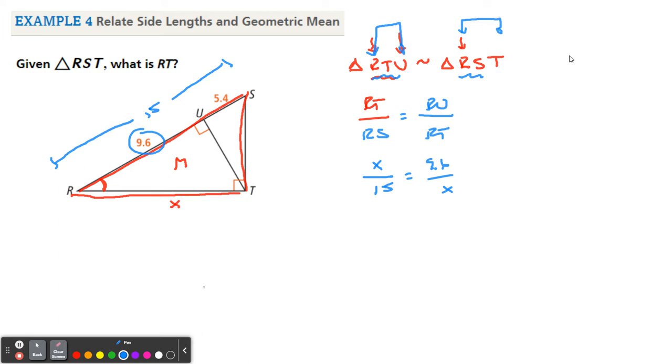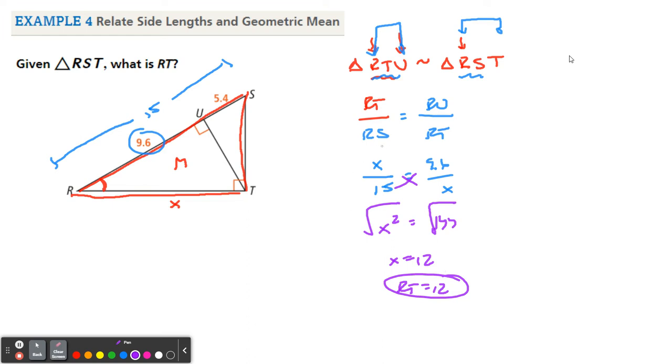We're going to cross multiply. So again, we're going to get X times X is X squared. 15 times 9.6 is a nice even 144. And 144 is a perfect square, so when you take the square root, X is 12. So the length of RT is just 12 here.